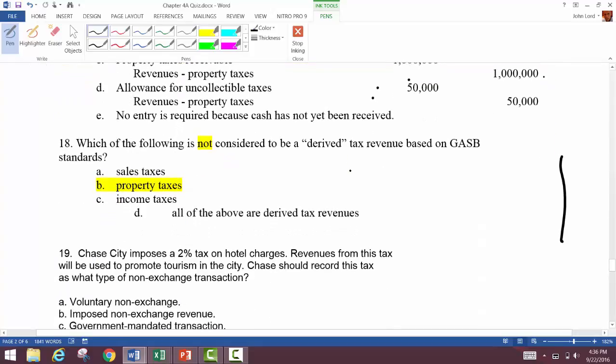Okay, good. Which of the following is not considered to be a derived tax revenue? Remember, derived, we derive the revenue from the underlying transaction, don't we? Okay, so property taxes are not derived because it's based on the value of the property. Whereas there's an underlying transaction, the sale for sales taxes, the earning of income for income taxes, and D is not the correct answer, right?